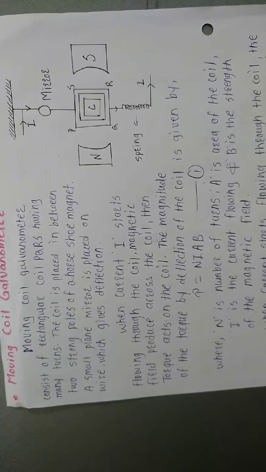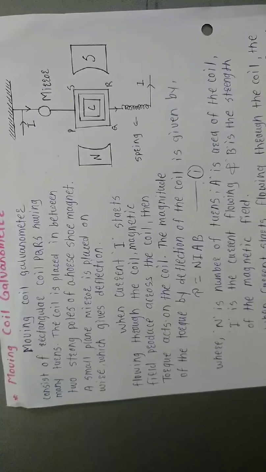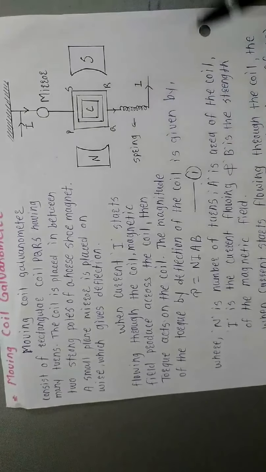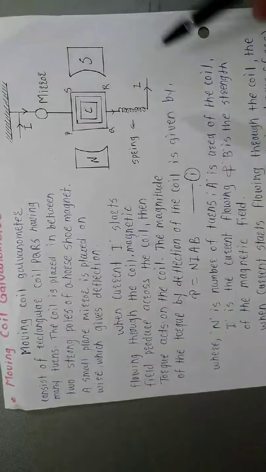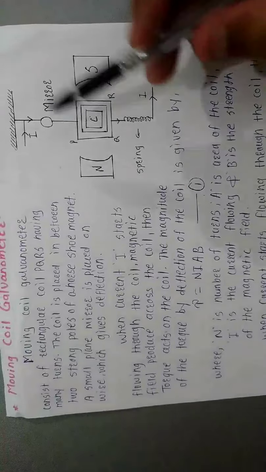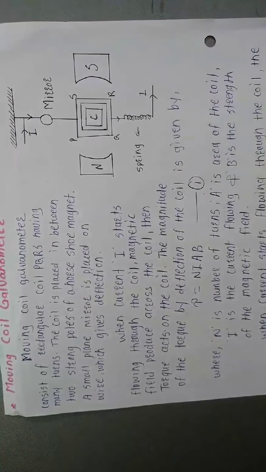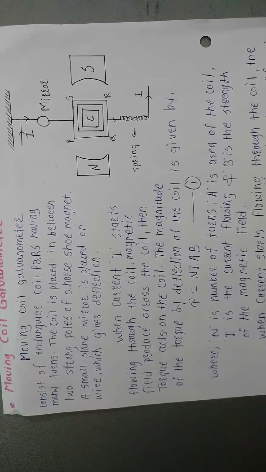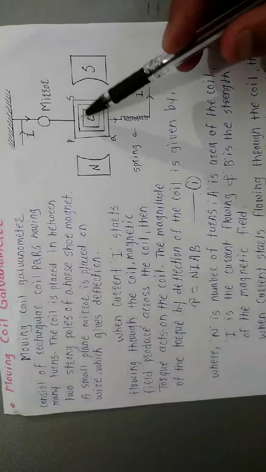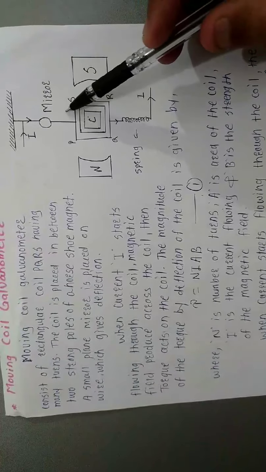There are two types of moving coil galvanometer. First is the pivoted type and second is the suspended type. Here we can see the suspended type galvanometer. There is a rectangular coil, named PQRS. This coil is suspended by means of a wire.